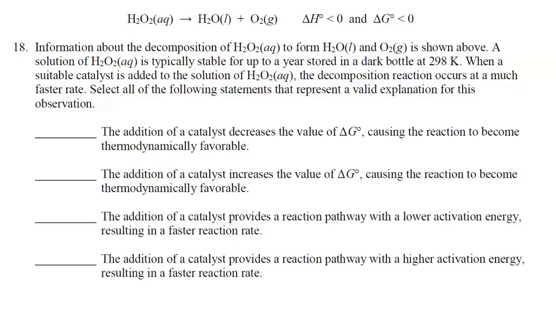Question 18. Information about the decomposition of hydrogen peroxide to form water and oxygen is shown above. A solution of aqueous hydrogen peroxide is typically stable for up to a year, stored in a dark bottle at 298 kelvins. When a suitable catalyst is added to the solution of hydrogen peroxide, the decomposition reaction occurs at a much faster rate. Select all of the following statements that represent a valid explanation for this observation. So it's very stable. The reaction does not seem to occur until a catalyst is added.